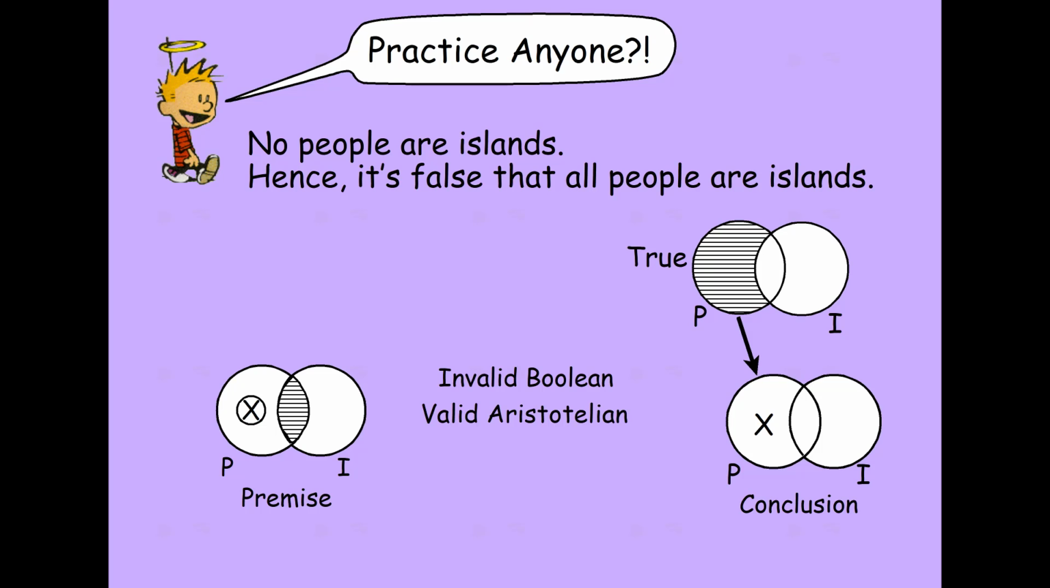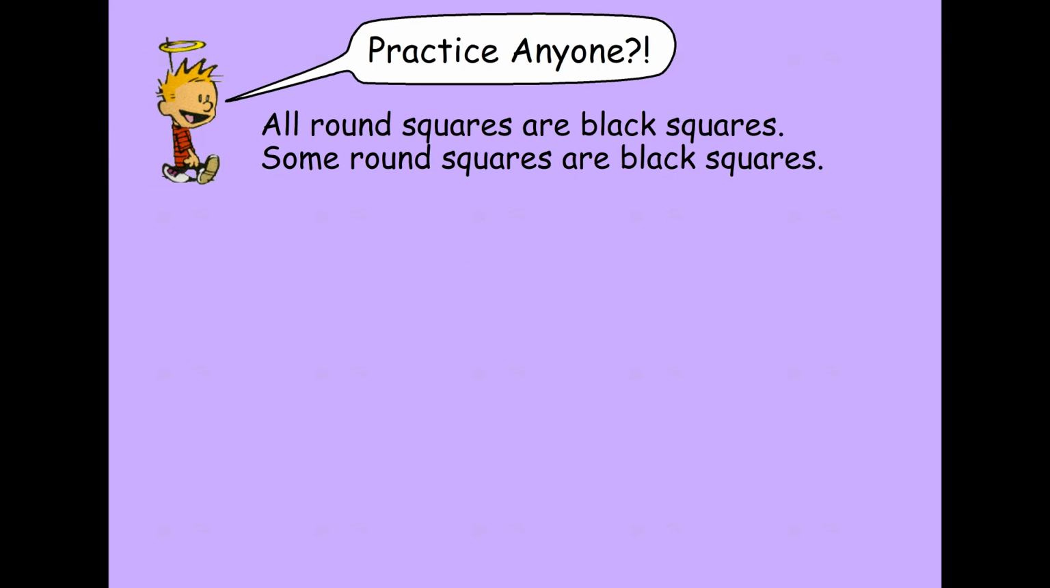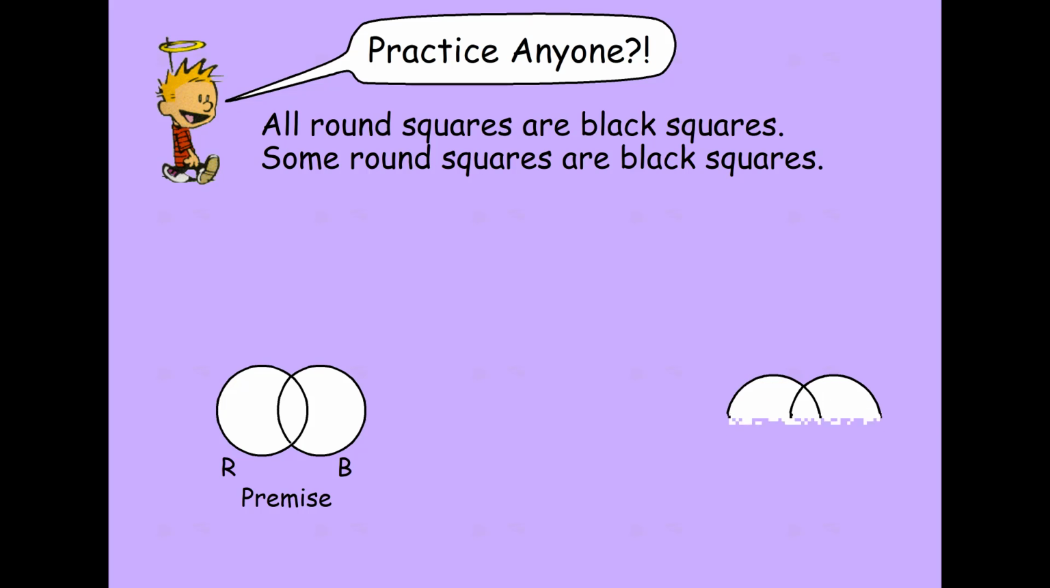Let's try another example. All round squares are black squares. Some round squares are black squares. So again, I'll draw out my circles. I'll label subject on the left, predicate on the right. Label it a premise diagram. I'll do the same thing for my conclusion diagram.